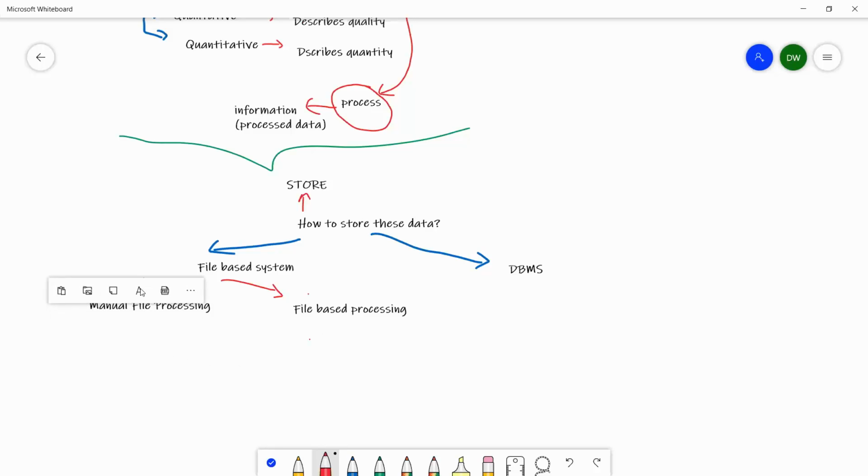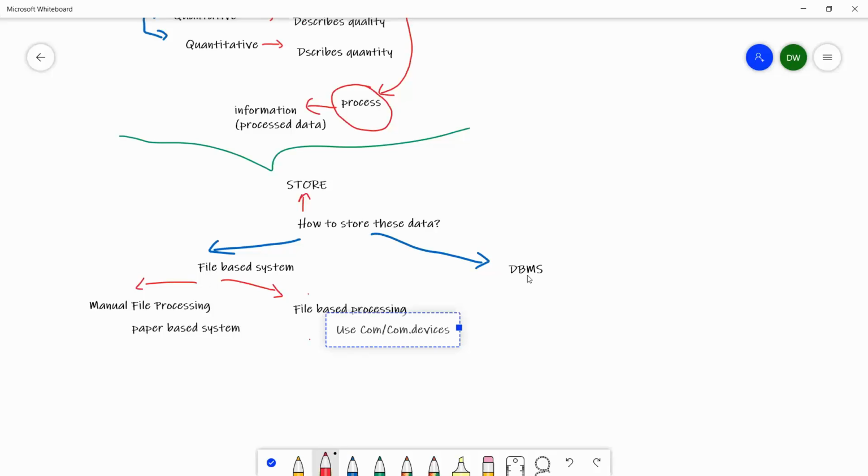So in manual file processing, we have a paper-based system. In file-based processing, we use a computer or computing device, right? So that is the difference between manual file processing and file-based processing. Both these systems we call file-based systems.